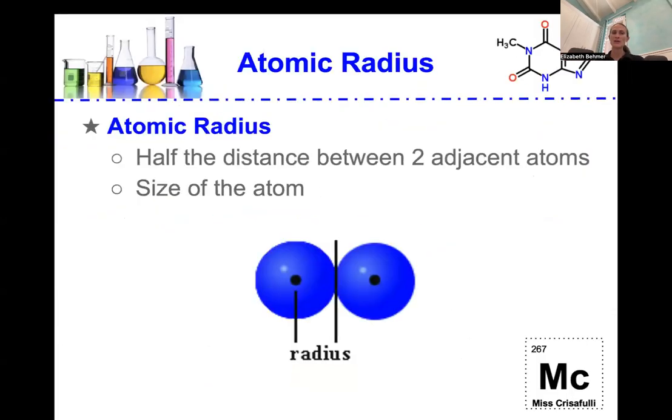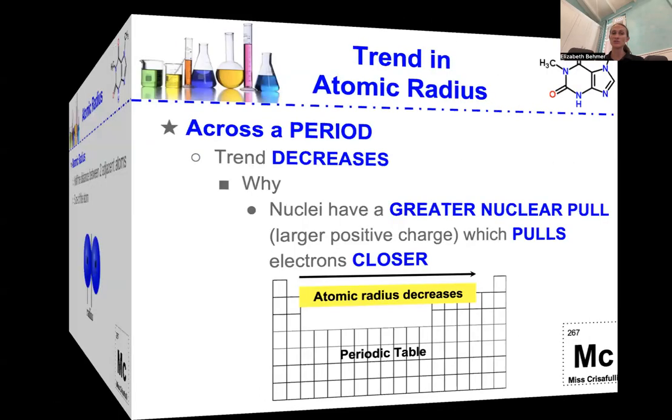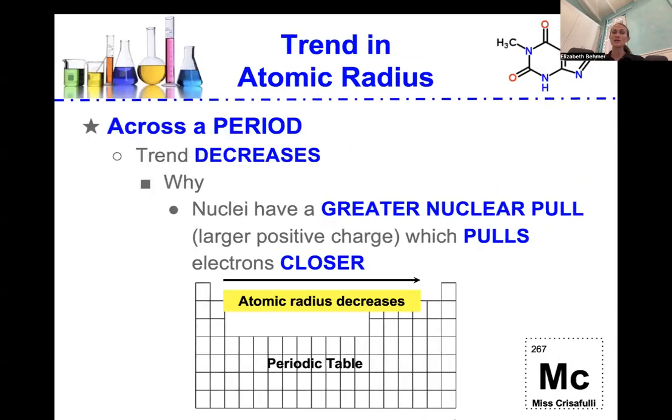The atomic radius. So this is half the distance between two adjacent atoms. It gives you the size of the atom. That's what the atomic radius refers to. Across a period, the atomic radius trend decreases. And why? Because the nuclei have a greater nuclear pull, a larger positive charge, which pulls electrons closer as we move across the period, across a row.